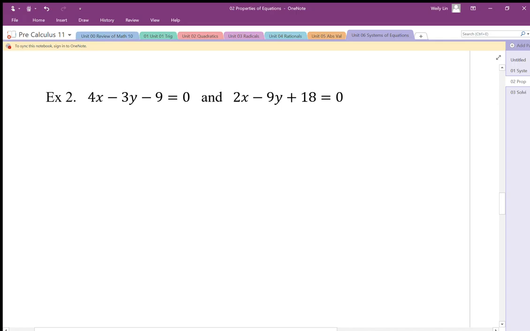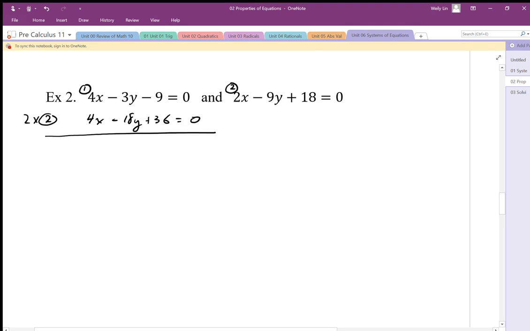So for this one here, I'm looking at this and I say, well, I could either eliminate the y's by increasing this by a factor of 3, or I can get rid of the x's by increasing this by a factor of 2. So again, I'm going to make sure I label my equations. I'm going to multiply equation 2. So I'm going to do 2 times equation 2, and that's going to give me 4x minus 18y plus 36 equals 0.